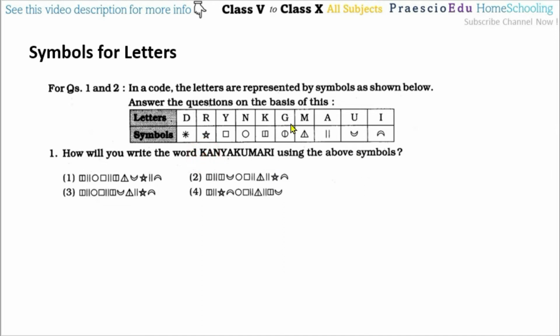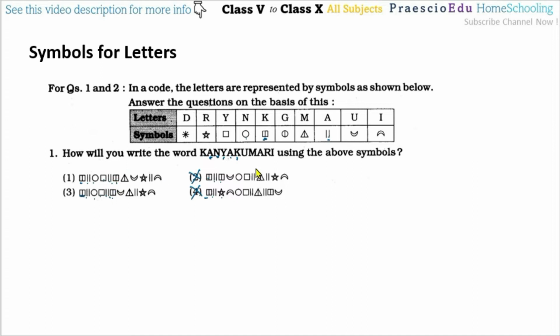So K means this one, and this symbol is shown in all the options. After this K there is A, having these two lines vertically, so this is also shown in all the options. After this, N means this O, but here it is different, so option number 2 is incorrect. Here a star is mentioned, so option number 4 is incorrect. Now here the two circles mean options 1 and 3 are possible. Then Y is a square, so here also the same square symbol. Then A means these two lines, the same is shown here. After this, the K symbol is also shown in both the options.